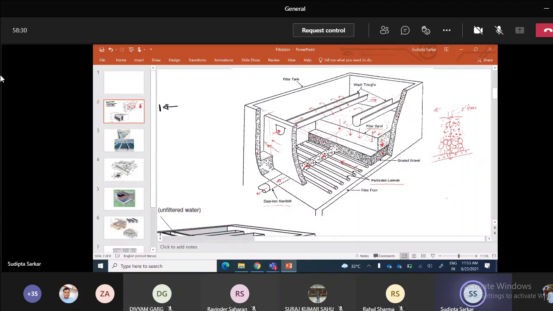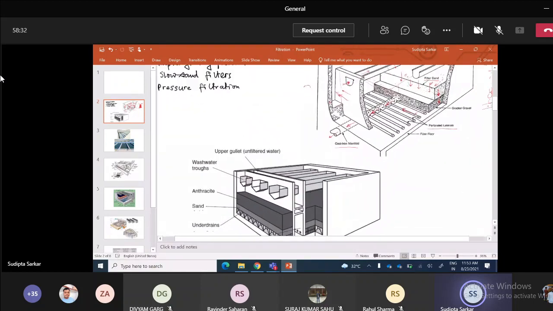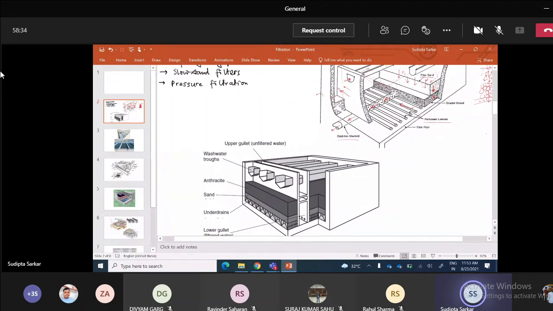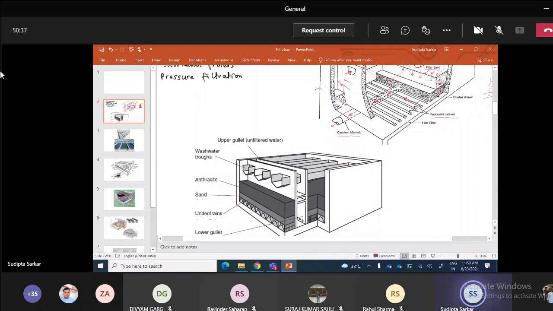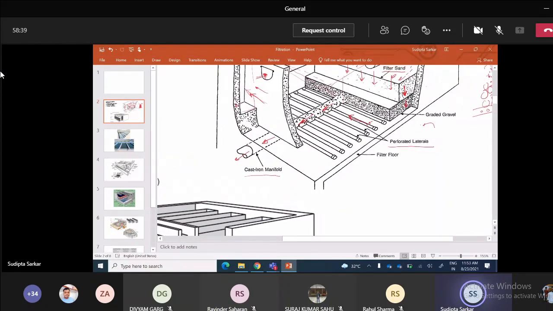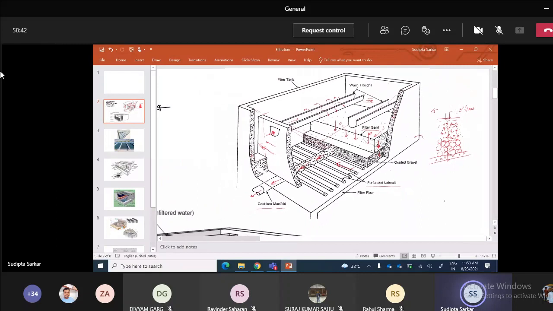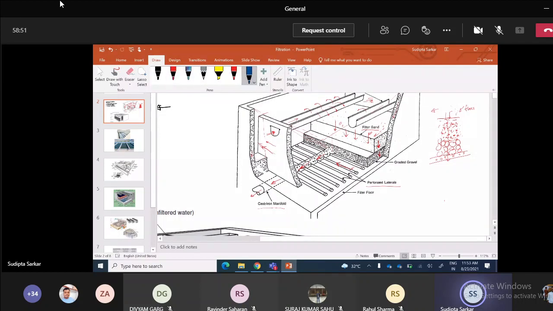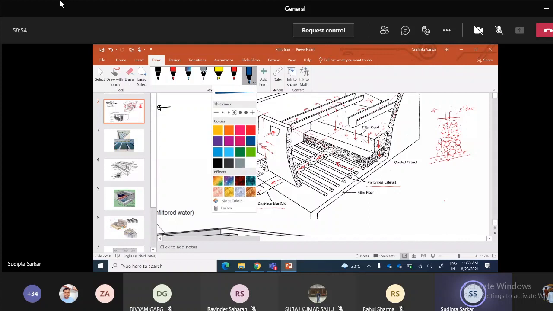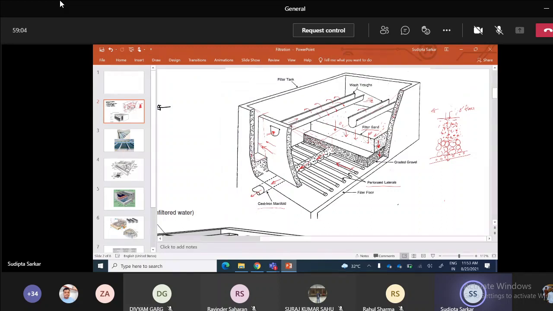For backwash, we also use the same laterals and everything. Now you can see that when we do the backwash, we just try to reverse the flow. How do we reverse the flow? Let me explain this with the blue colored pen, so that you can understand it better. All right, so we will reverse the flow.